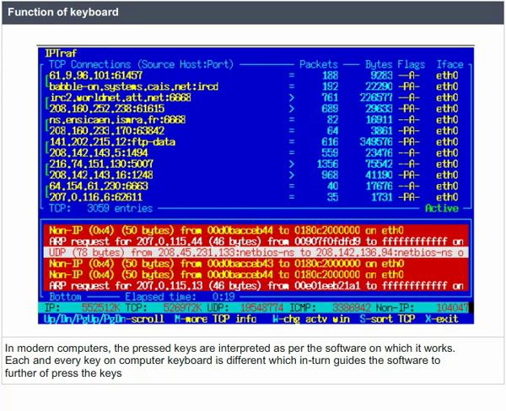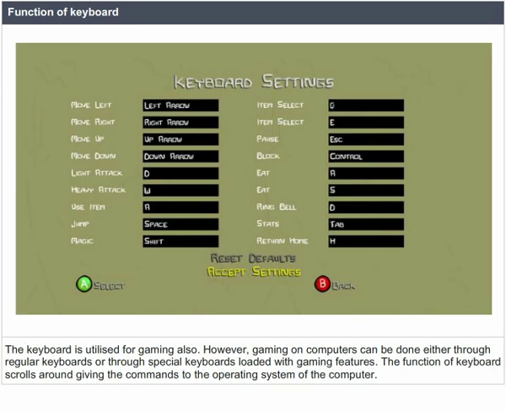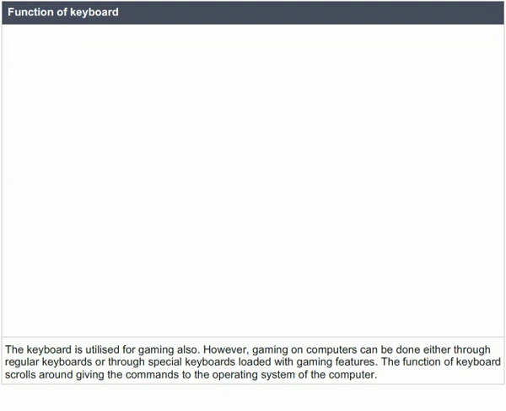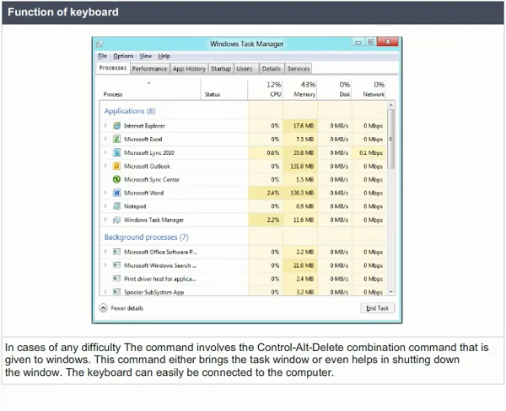However, gaming on computers can be done either through regular keyboards or through special keyboards loaded with gaming features. The function of keyboard scrolls around, giving the commands to the operating system of the computer. In cases of any difficulty, the command involves the Ctrl-Alt-Delete combination command that is given to Windows. This command either brings the task window or even helps in shutting down the window. The keyboard can easily be connected to the computer.